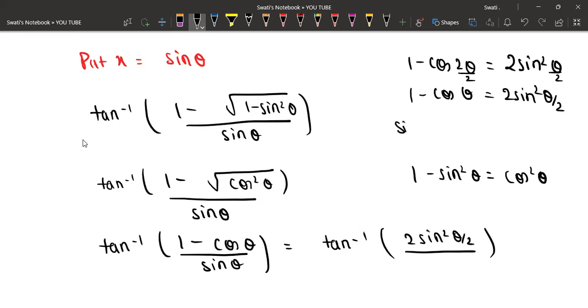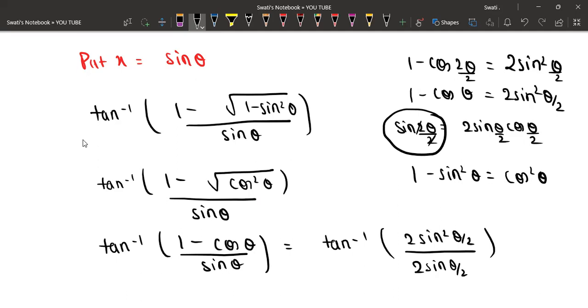But here also, I'm going to use a formula, that is sine 2 theta. We know that it is 2 sine theta cos theta. This is a formula. From this, I want sine theta only. So I'm going to divide this by 2. So this will also get divided by 2. And now this sine 2 theta by 2 is nothing but sine theta only. So we are getting the formula 2 sine theta by 2 cos theta by 2.